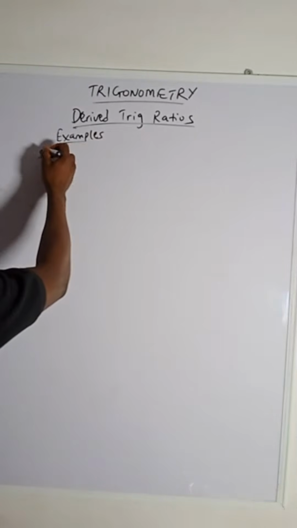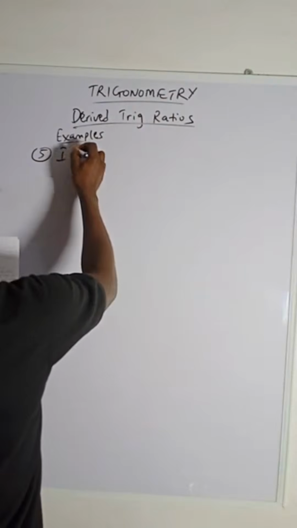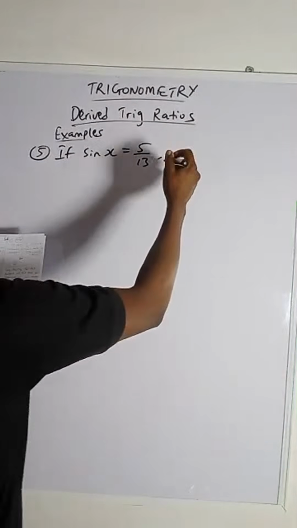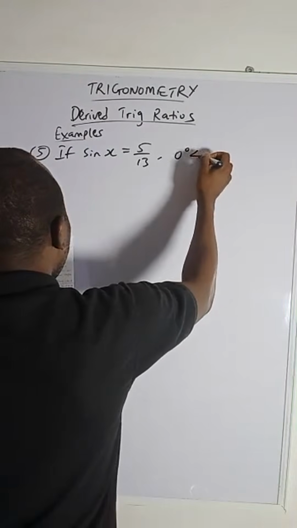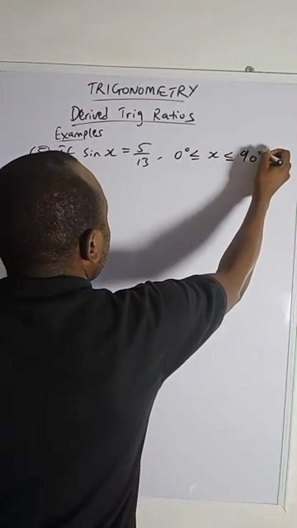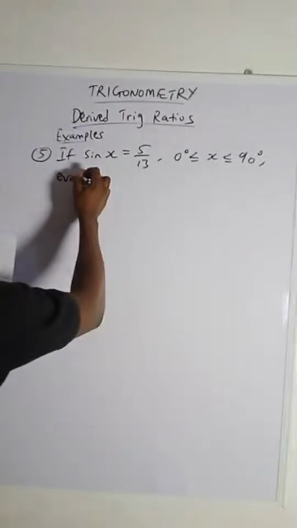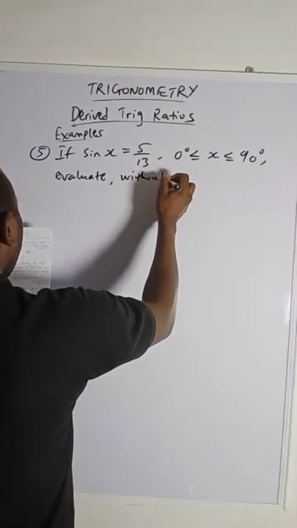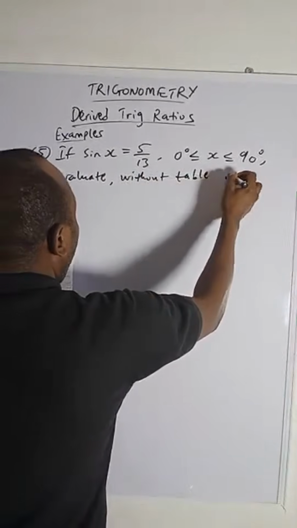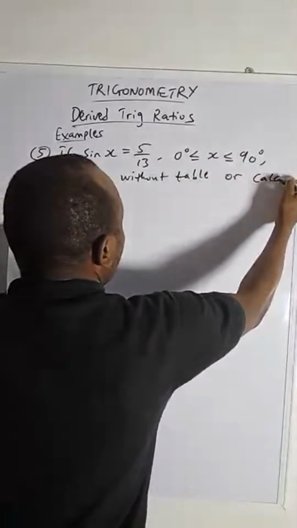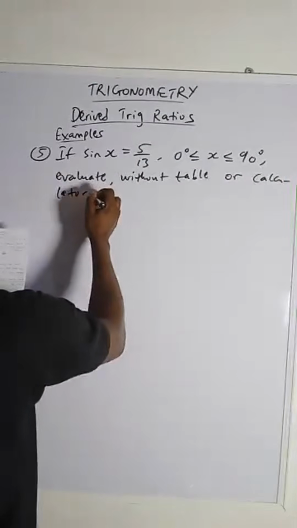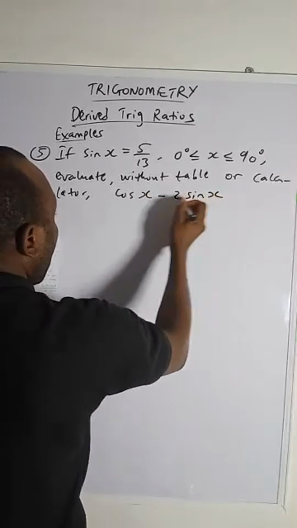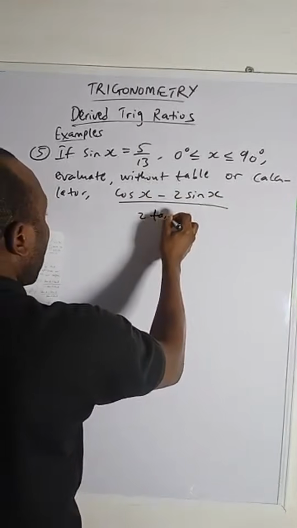So this is another example. I think this is example 5. If sine x is equal to 5 over 13, and x is between this range, evaluate without table or calculator: cos x minus 2 sine x over 2 tan x.